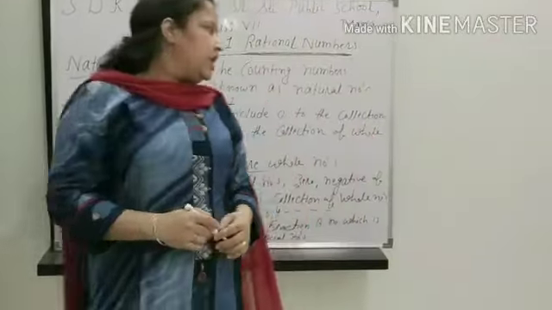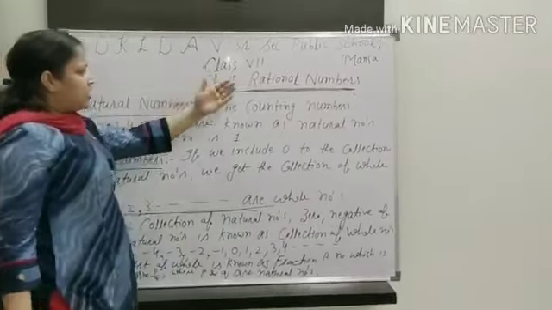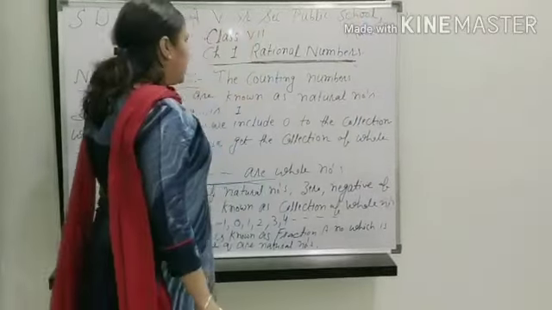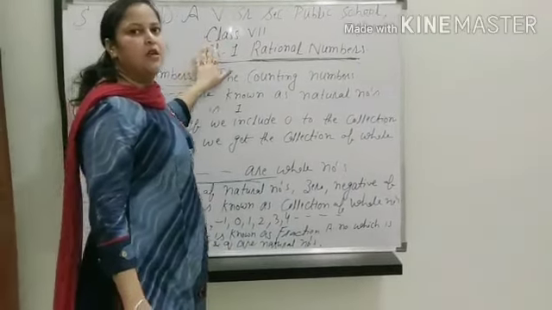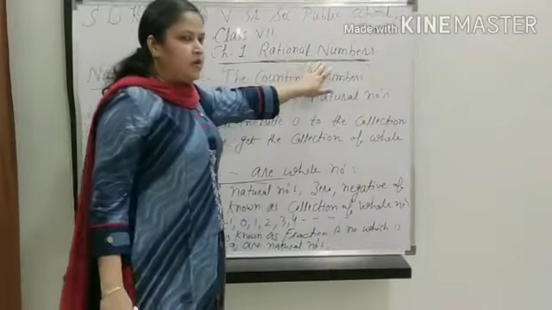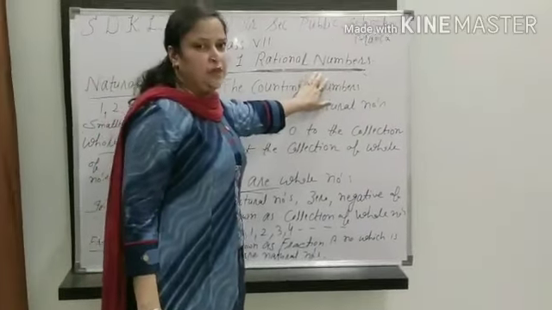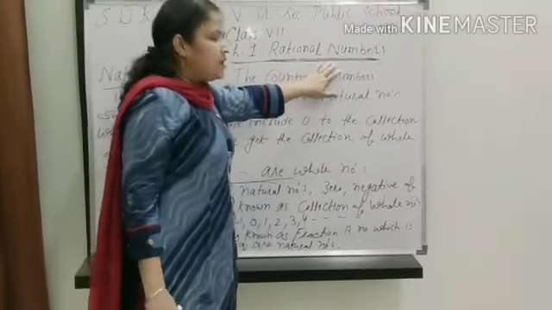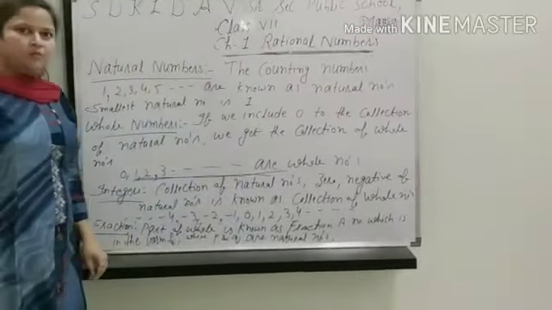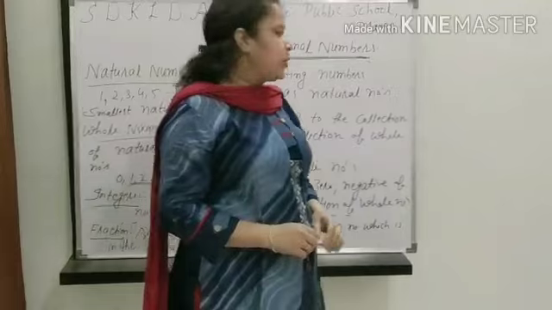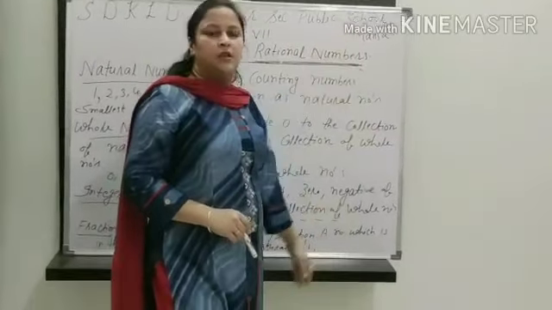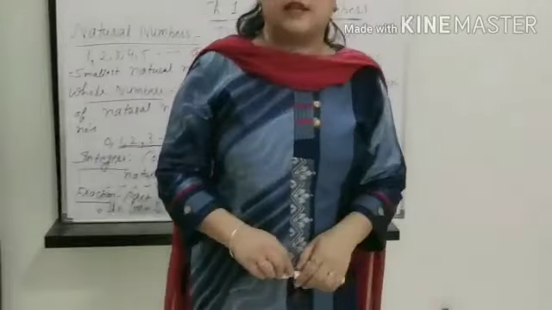Today, I am here to teach rational numbers to 7th class students. In 7th class, chapter number 1 is Rational Numbers. But before explaining rational numbers, I would like to explain some terms which are related to the topic and which you have learnt in the previous class, that is 6th standard.